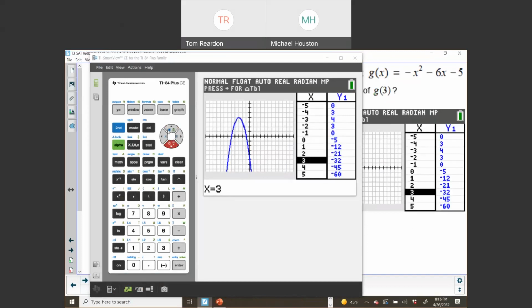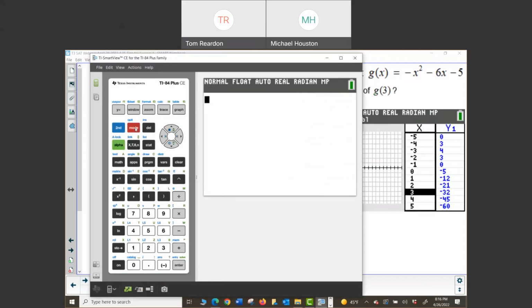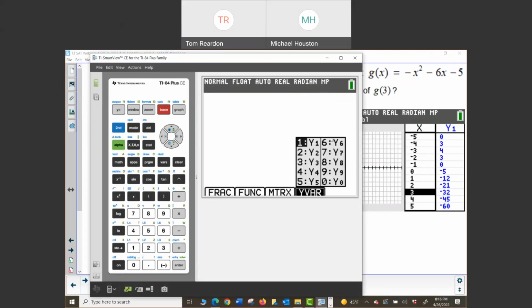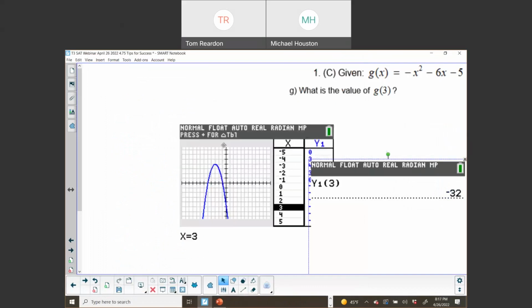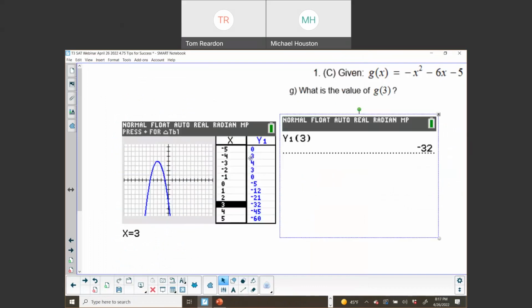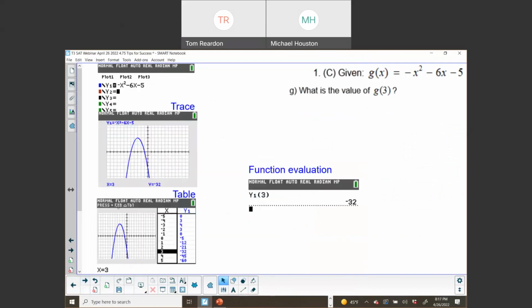But one of my favorite places to do this is actually use function notation, and alpha trace is where all the y variables live, and do y1, which is g, left parenthesis, evaluate at 3, right parenthesis, and I get that same value of -32. So I think it's important that students see it both graphically, by table, and algebraically. And this is what it looks like: trace, table, function evaluation.